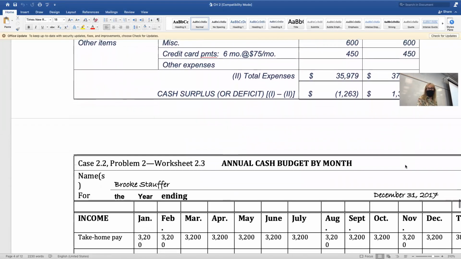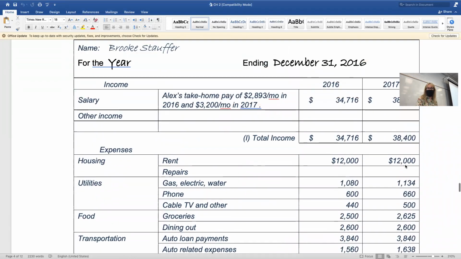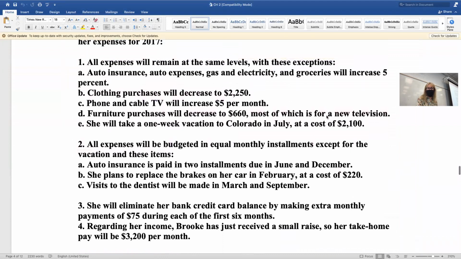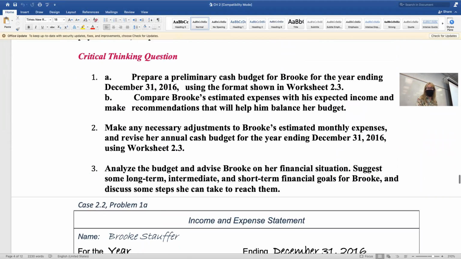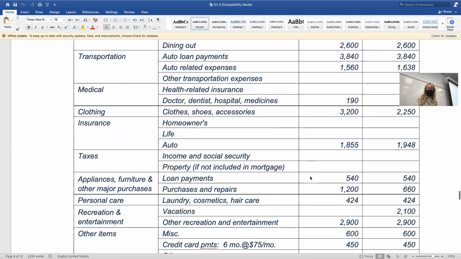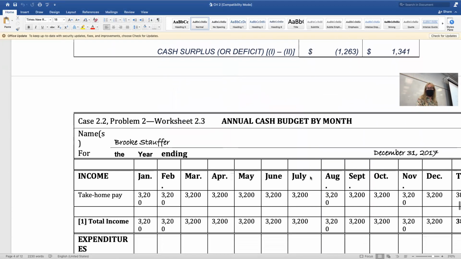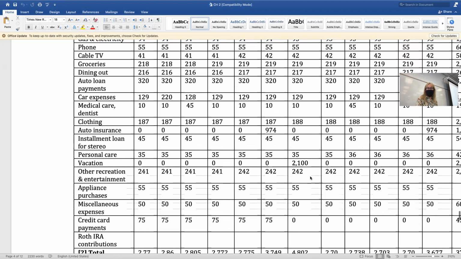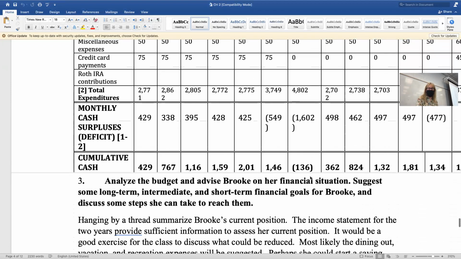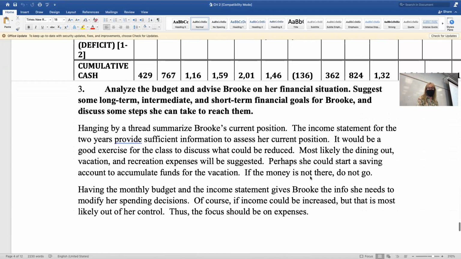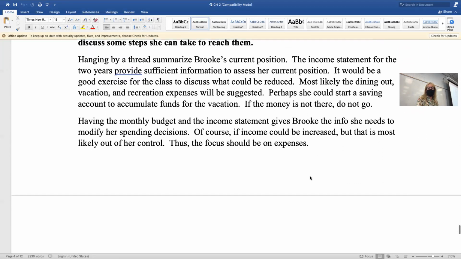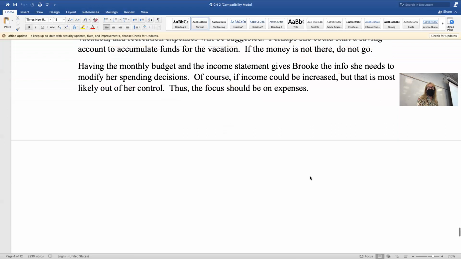Then they put in some inflation and expense estimates here of things increasing. And you had to prepare this month by month budget, this worksheet. Okay, but what I'm really interested in this problem is the analysis. So what advice would you give her?